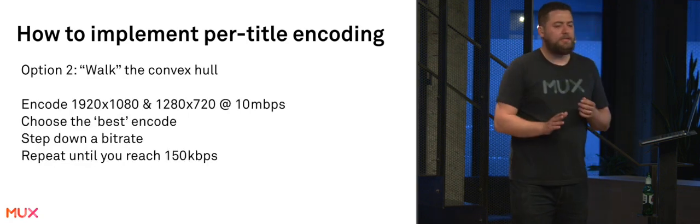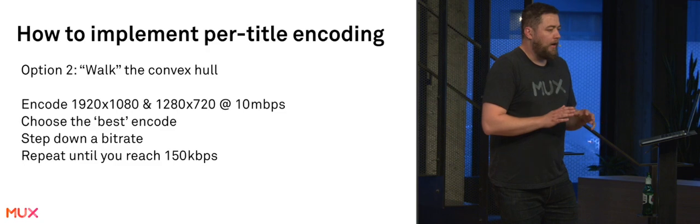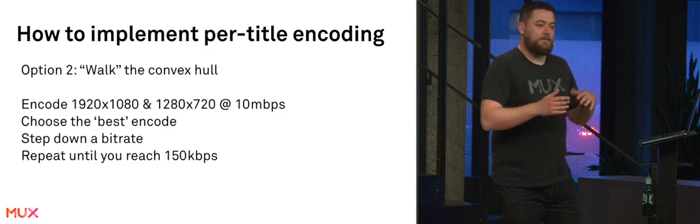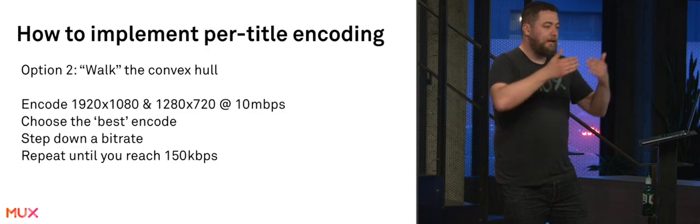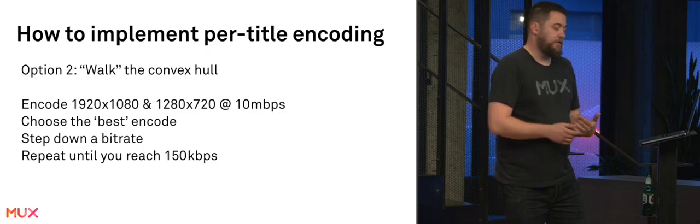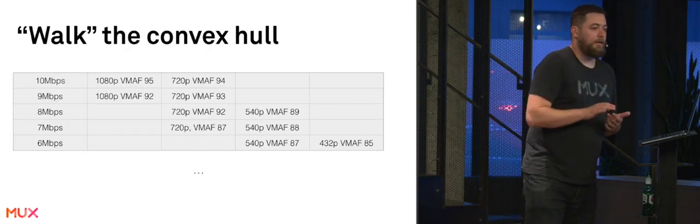The other option is to tightly walk the convex hull. You can start at, say, 10 megabits, comparing 1080p with 720p, see which one wins, and then step down and do the next comparison. Here's a better explanation of what I mean.